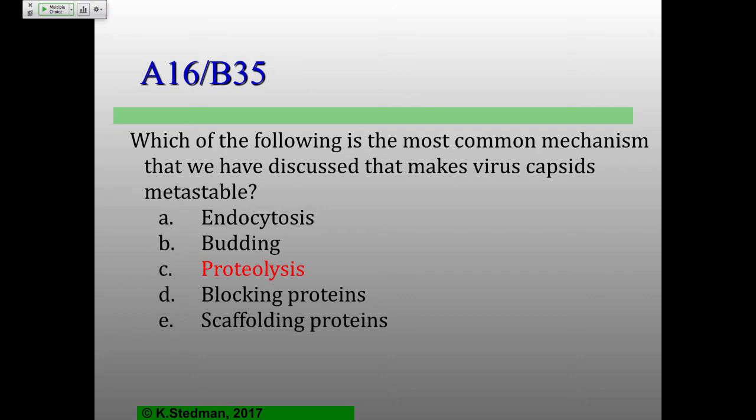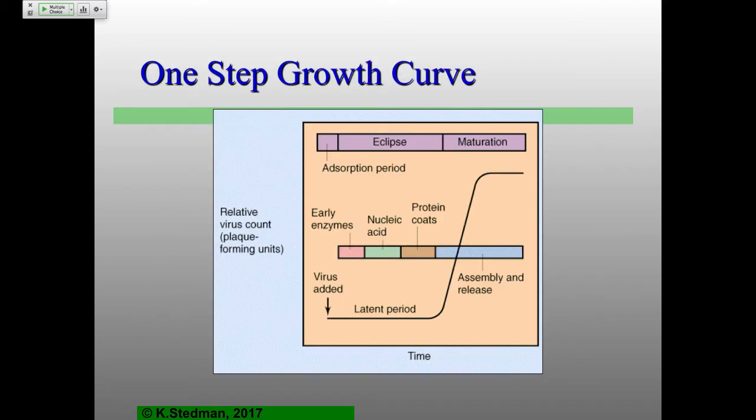So you can assemble a nice stable particle before you do proteolysis, and then after proteolysis that allows usually a conformational change to take place, which would have been another option but wasn't on the list. So you can release the genome under appropriate conditions. So that is an important aspect here that I wanted to emphasize, and obviously I didn't do a good enough job the first time around as far as that was concerned.